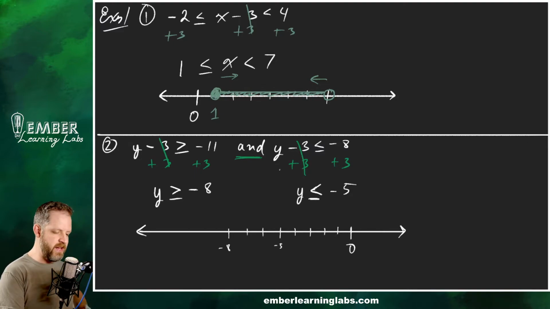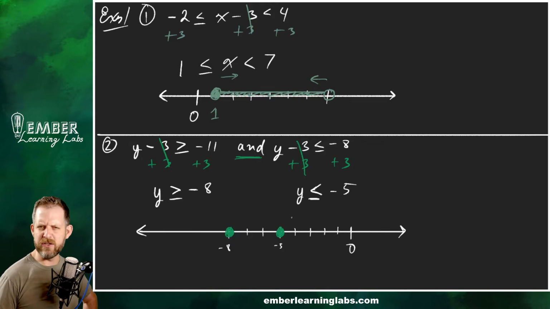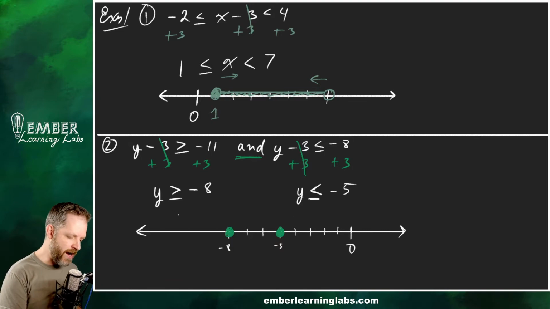For both of these, we've got filled in circles, right? We're going to do a filled in circle at -8, and then a filled in circle at -5. I really should have checked to make sure this is even going to produce a result first, but y is greater than or equal to -8, so that would be over here, and less than. So where are both of these things true?